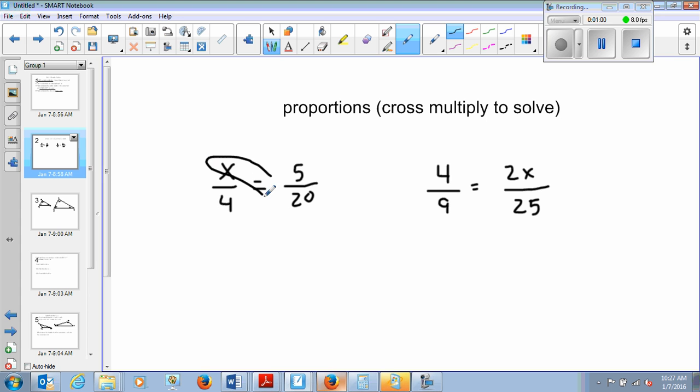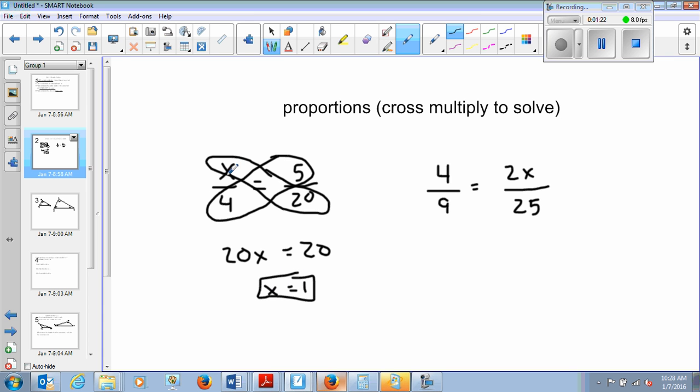So we're going to multiply x times 20, which gives me 20x, and 5 times 4, which also gives me 20. Now solving this algebraically, to get rid of a times 20, I divide both sides by 20, and I get that x equals 1. And you can see how that proportion is true. 1 is to 4 as 5 is to 20. That's what it means to be proportional with sides.